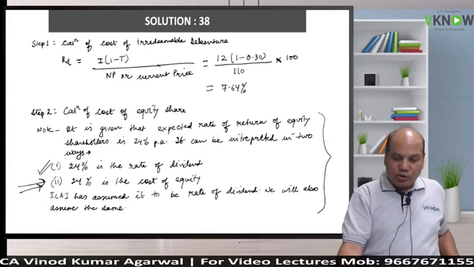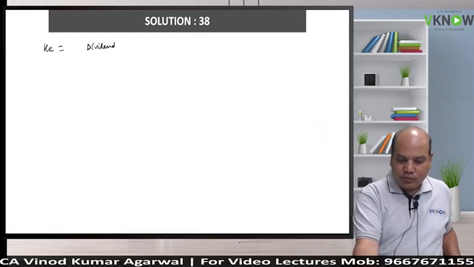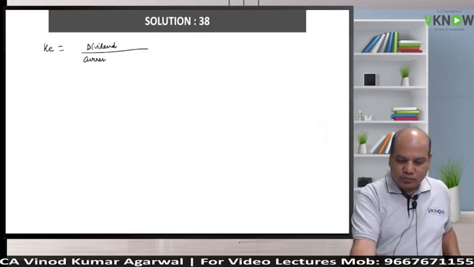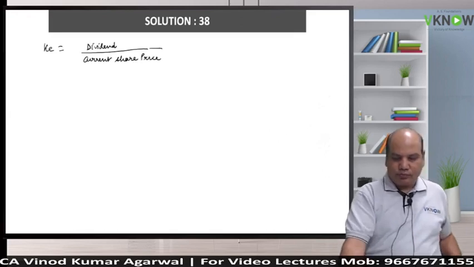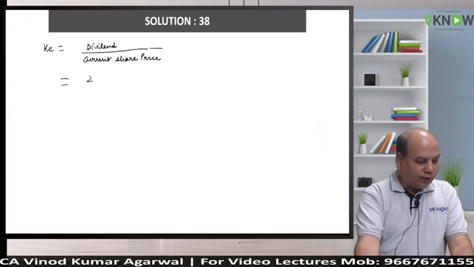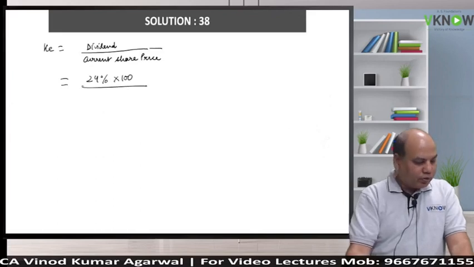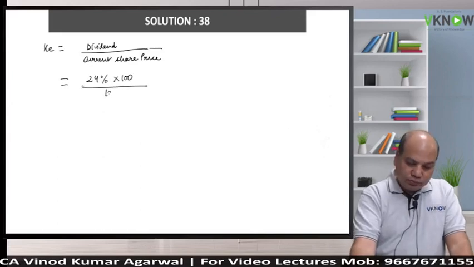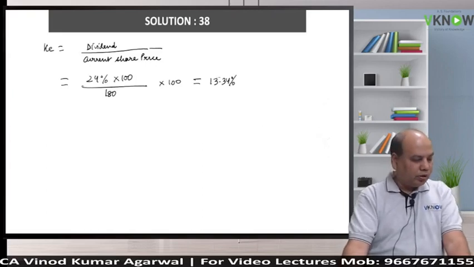Okay, so now write down below that cost of equity equal to dividend upon current share price. Dividend will be 24% of 100 rupees, 24 rupees. Share price is 180 and then multiply by 100, you will get percentage. How much? 13.34%. 13.34 percentage.